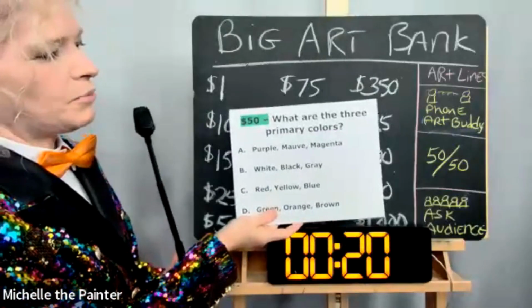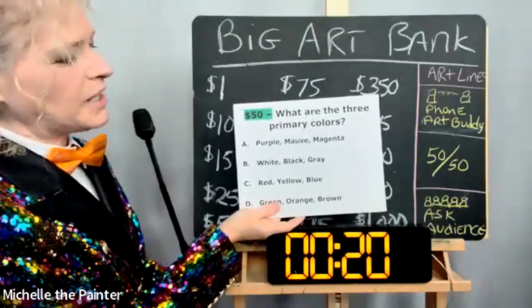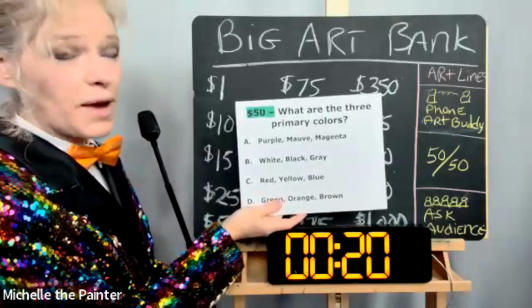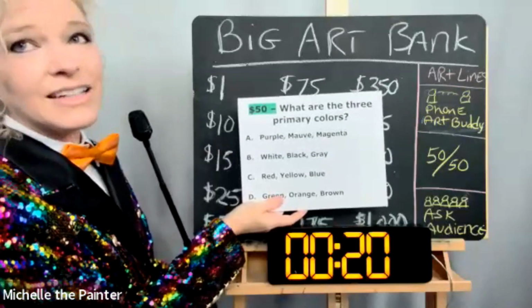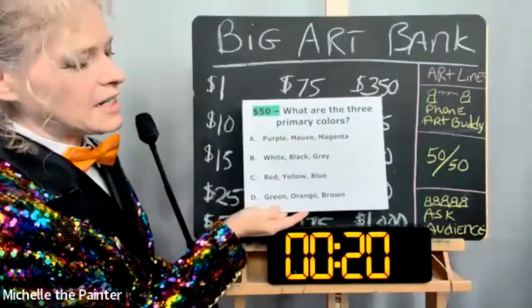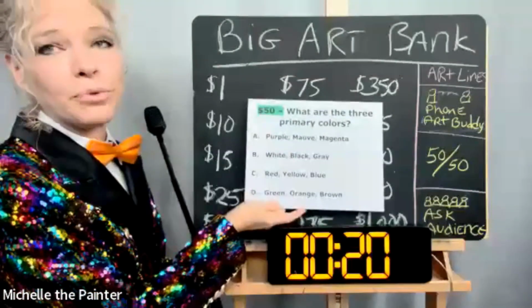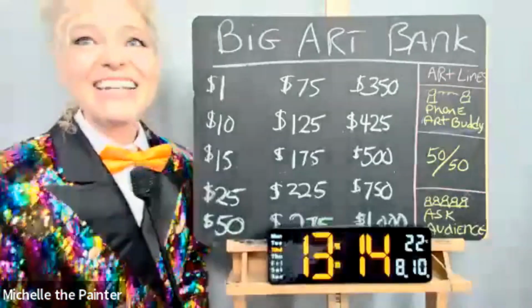All right. So this one is, what are the 3 primary colors? A, purple, mauve, and magenta. B, white, black, and gray. C, red, yellow, and blue. Or D, green, orange, and brown. You can answer the question. C. You are correct. Excellent.